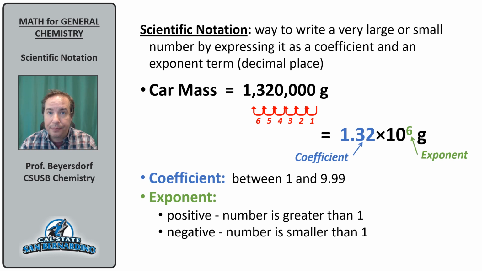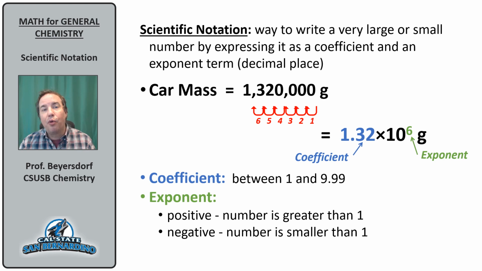Now our coefficient should be somewhere between 1 and 9.99. So it should be one non-zero digit, and then some others. It could be 1.32 or it could be 1.325, etc. It can have as many digits after that decimal place, but it should be between 1 and 9.99. After that, times 10 and then the 6, that's the exponent. Now, this can either be positive, like it is here, or negative. It could be negative 6. We'll show an example soon.